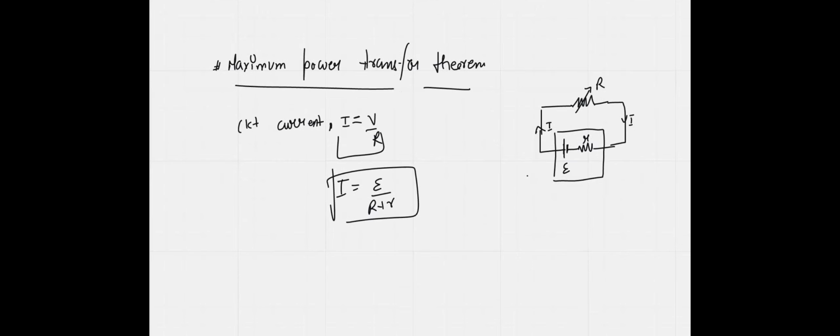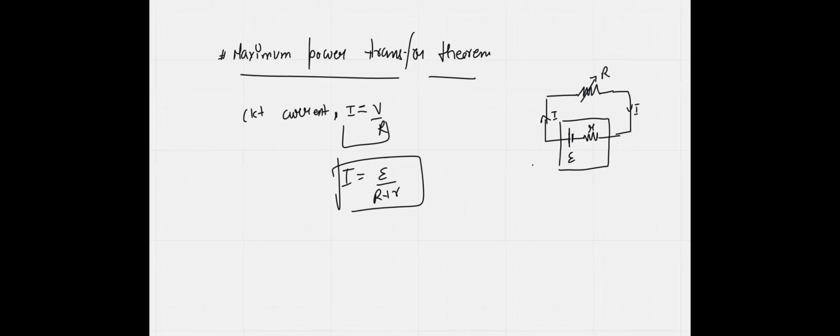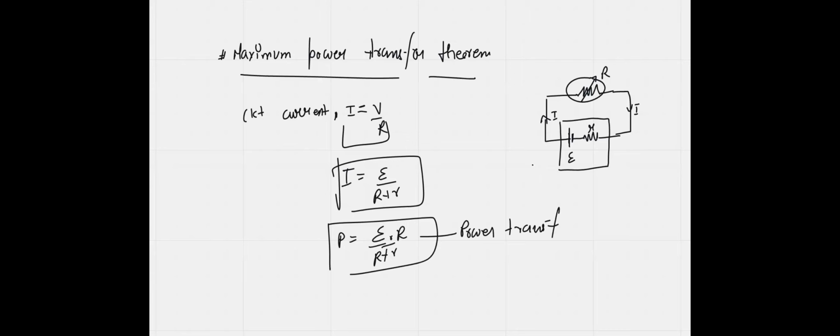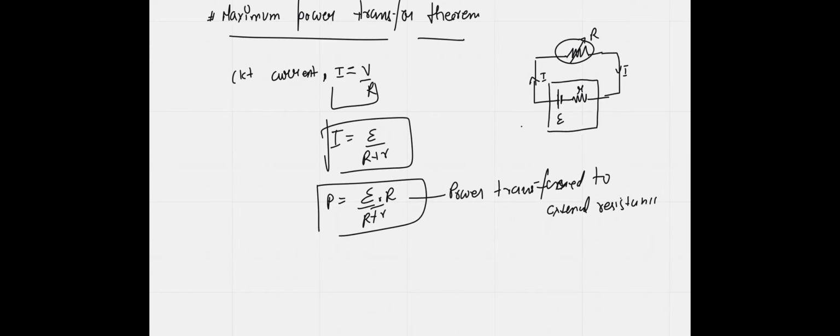So if I ask you the power across this resistance, you will say the power is nothing but E by R plus small r, into R. So this is basically the power transferred to the external resistance, right? Sorry, it should be E into this, and with respect to E it will be squared.